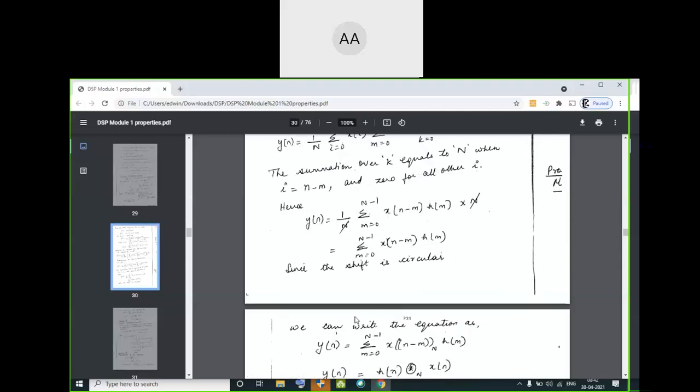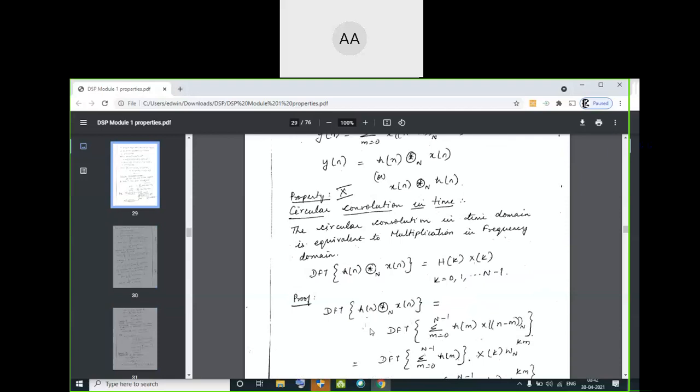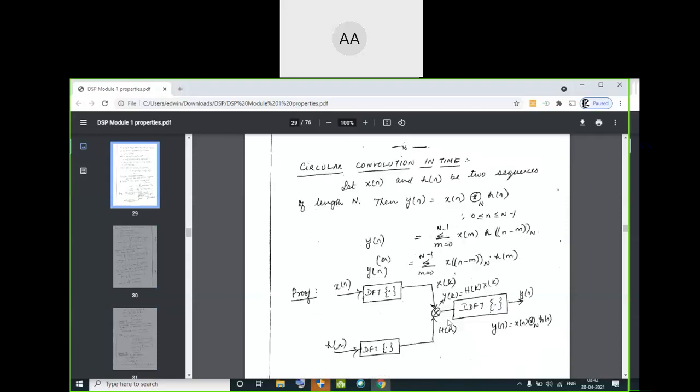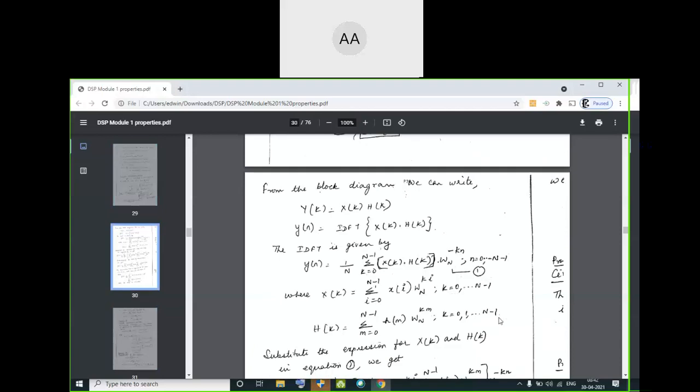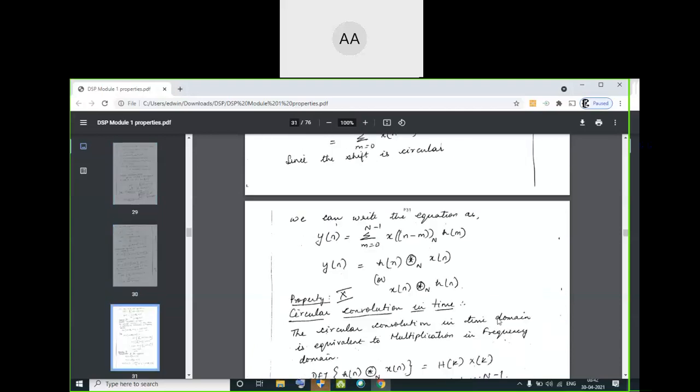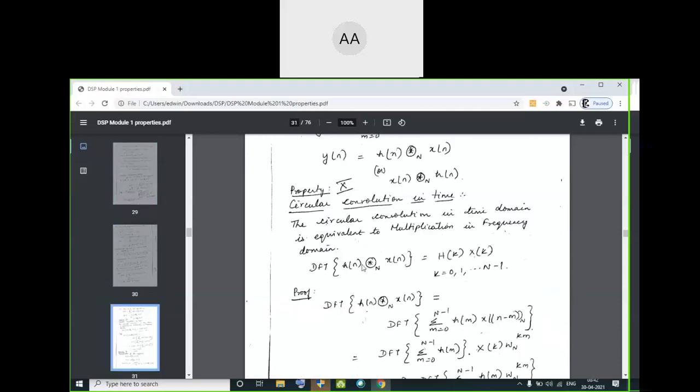Okay. So, a similar thing. Here what we did, we took the DFT and we took the multiplication, then we took the IDFT. Same thing in the next one, circular convolution in time: we are taking the DFT of this one and we are getting the RHS. In the previous thing, we took the RHS and we took this x of k into h of k, and then we took the IDFT and got this. You can do it the reverse way also.